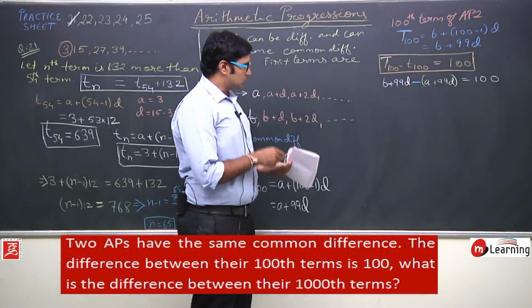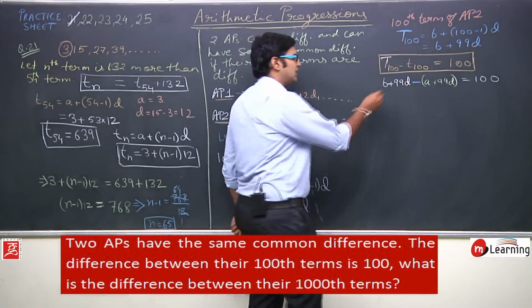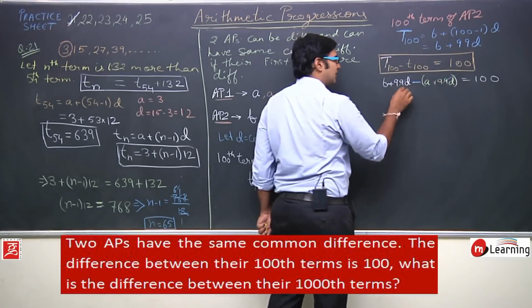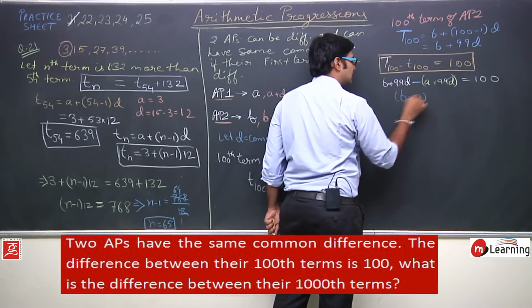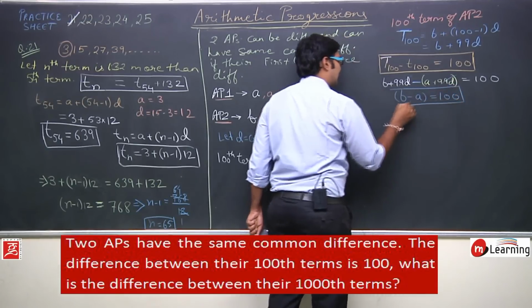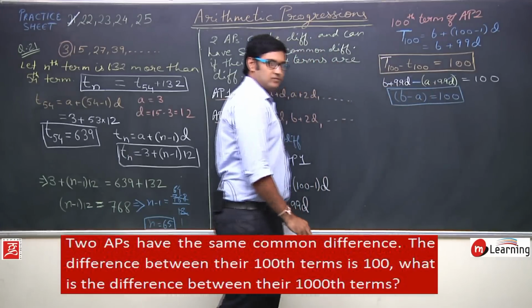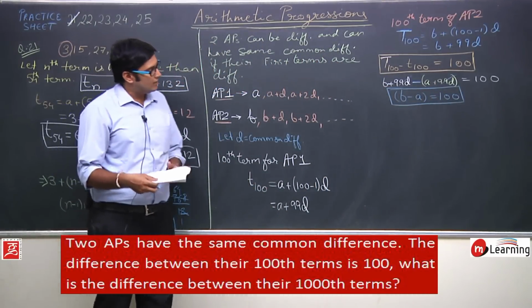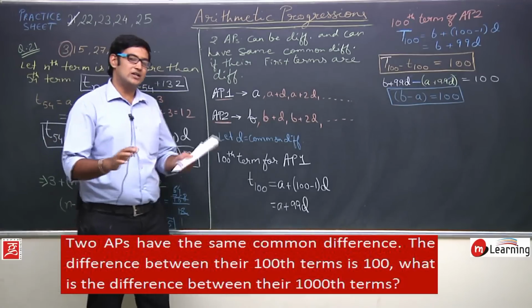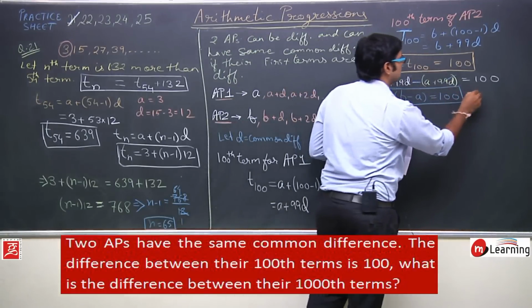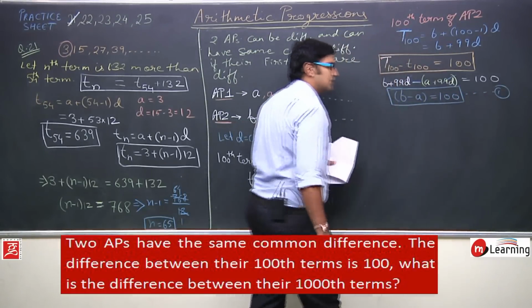From here I can see that 99D and 99D will get cancelled out. You will get B minus A is equal to 100. The value of B minus A is 100. This is the condition that we have got from this solution, so let us say this is the first condition.